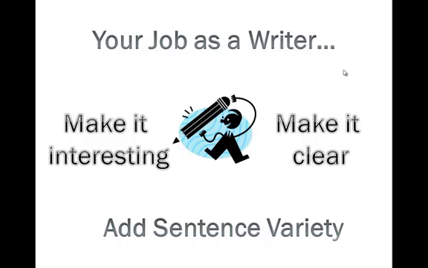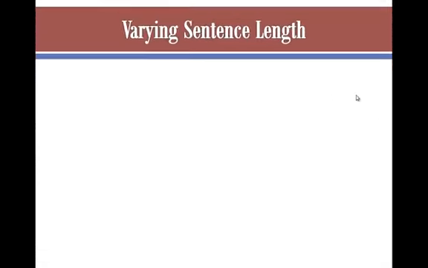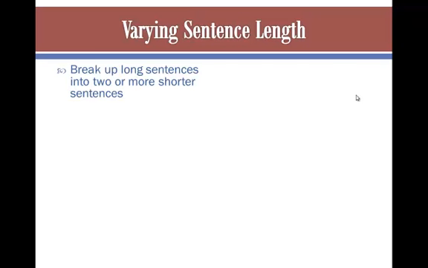It doesn't let the reader kind of fall into a rhythm trap where it's da-da-da-da-da-da. It spices it up. Also, adding sentence variety tends to make your writing more clear because you're focusing in on specific portions of the sentence and what you actually want to say. There are 3 different ways to add sentence variety. First one is varying sentence length.